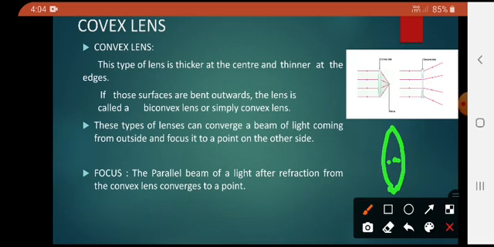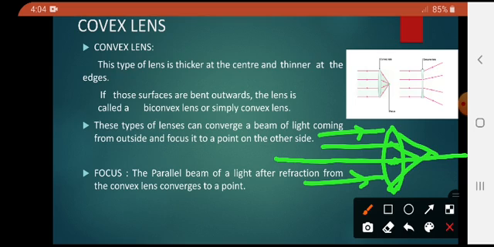This midpoint is a focal point. The line that goes from the focal point is the axial line. In this type of lens, the beams coming out from the lens focus at a point on two sides. For example, if the beams are coming from this side, all the beams focus at only one point.